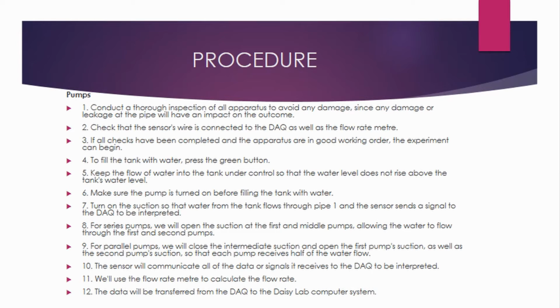First, conduct a thorough inspection of all apparatus to avoid any damage, since any damage or leakage at the pipe will have an impact on the outcome. Second, we check that the sensor wire is connected to the DAQ as well as the flow rate meter. Then, if all checks have been completed and the apparatus are in working order, the experiment can begin. After that, to fill the tank with water, press the green button. Next step is to keep the flow of water into the tank under control so that the water level does not rise above the tank water level.